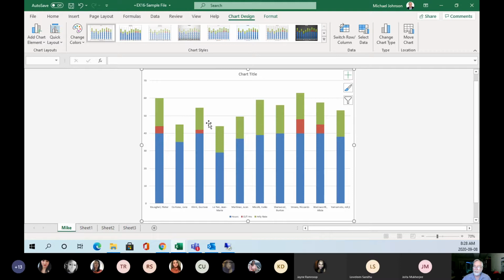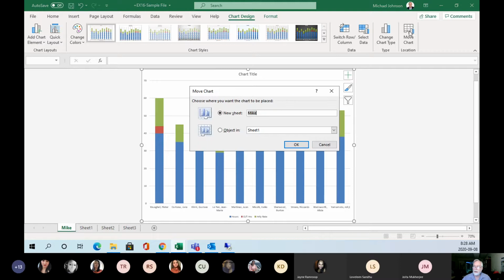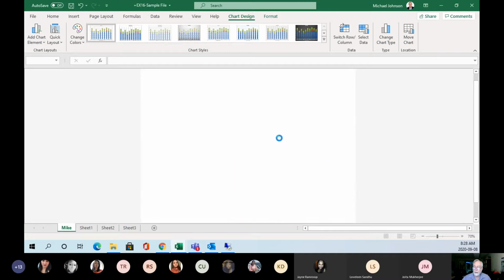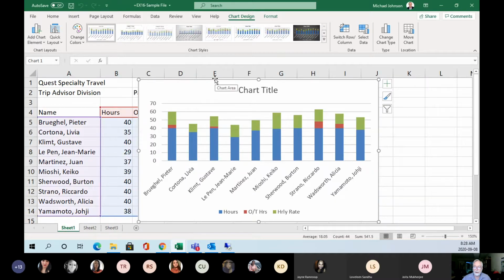And if I decide, wait a minute, now I made a mistake, then I can go back in here and simply choose, let's put it back on sheet number 1. Click OK, and there it is right back again.